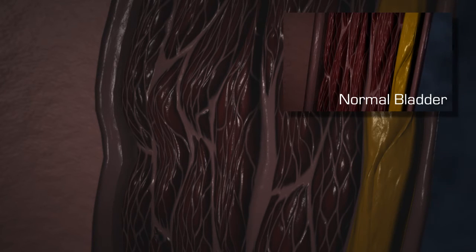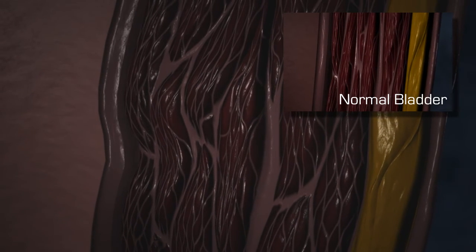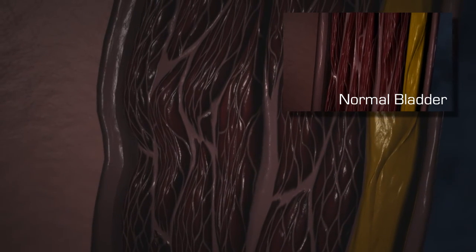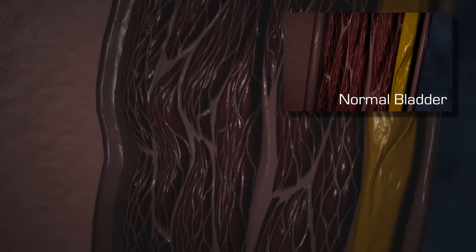The fibroproliferative muscle mass thickens the bladder wall, reducing the bladder's elasticity and compliance. The bladder will no longer be able to expand during urine collection or collapse when it is emptied, even if the urethral blockage is removed.